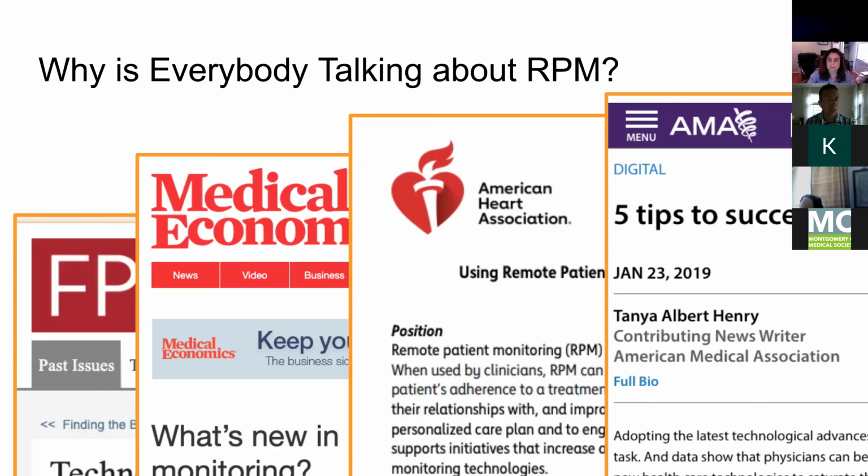So even before COVID-19, everybody recently, in the last few months, has been talking about RPM. You see it everywhere. AMA, American Heart Association, all these different journals are talking about it. And I want to explain why that is. Why is RPM such an important and different thing right now that every primary care practice, cardiology practice, and similar practices should know about?